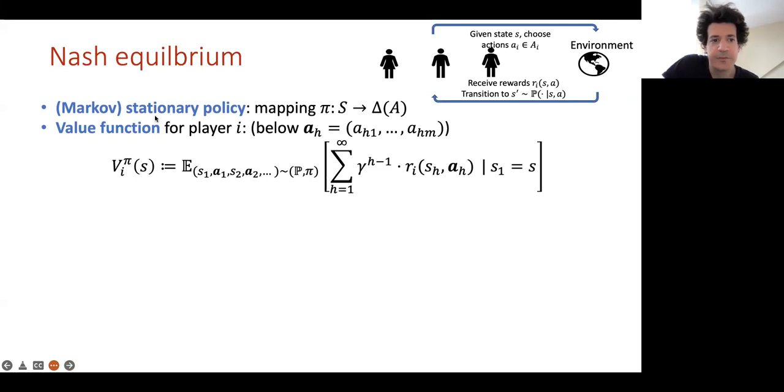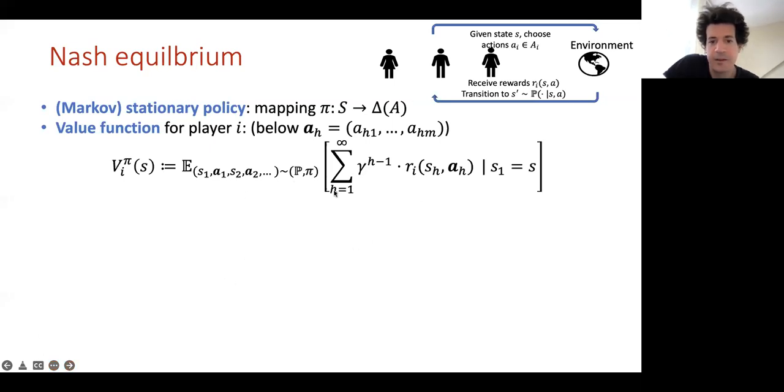Again, a Markov stationary policy is a mapping from the state space to a distribution of action profiles. And again, depending on what policy we're talking about, it might be a product or not. And the value function for a player is: sample an infinite trajectory according to the dynamics of the space and the policy, and aggregate the rewards.